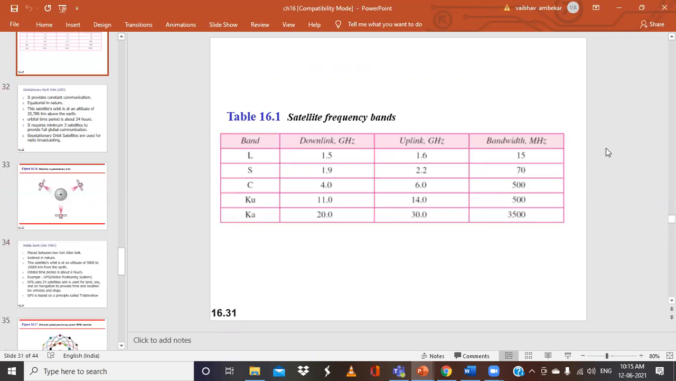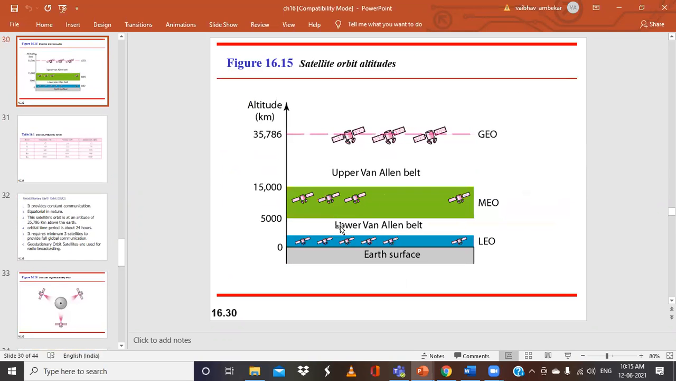If you go back to the same diagram, here you can see that these two are called the lower Van Allen belt and the upper Van Allen belt. In between this, the lower range is 5,000 and the upper range is 15,000. So they are placed in between this range. Approximately you can take 8,000, 9,000. At this height these satellites are placed, and this we call the Van Allen belt.